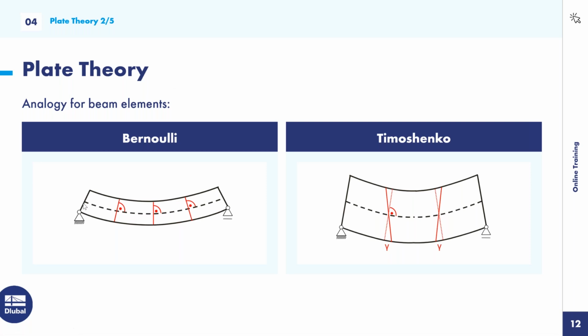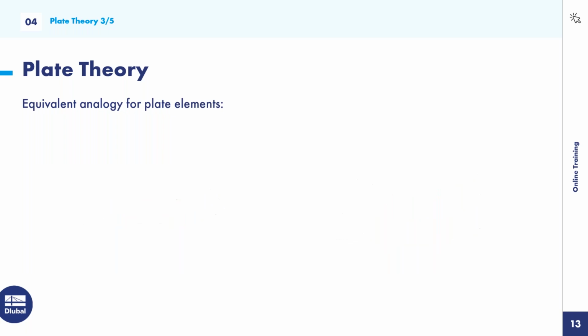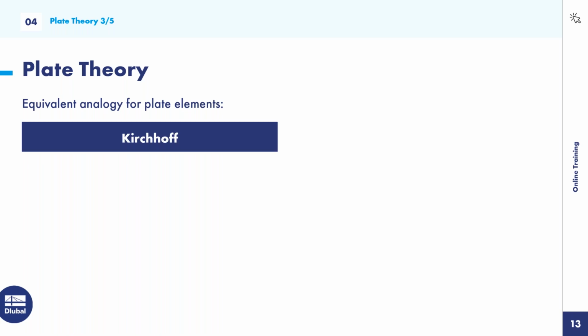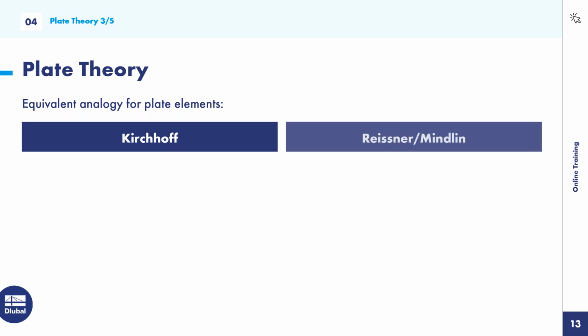So these two theories have their differences, but they are comparable to the plate theories. So this is why I want to talk about them. You can compare them. A similar theory to Bernoulli's theory is Kirchhoff's plate theory, and similar to the Timoshenko theory is the Reissner-Mindlin theory, which works the same for plates.